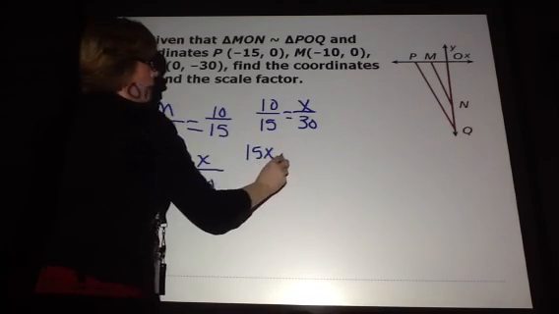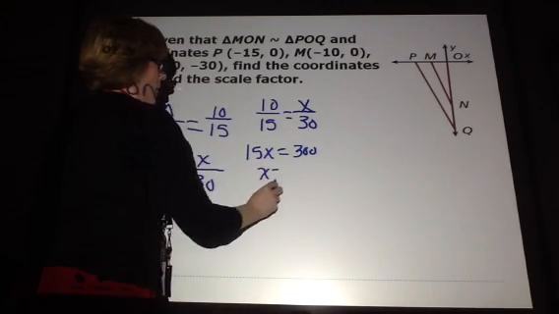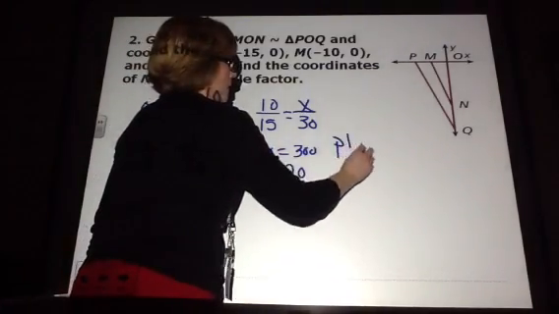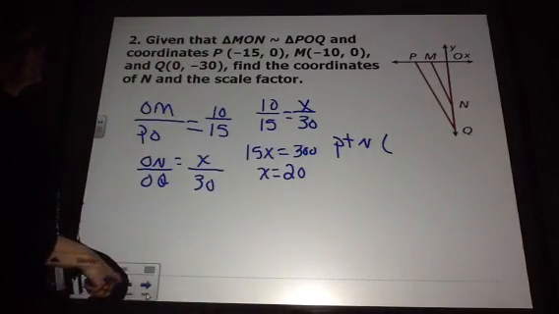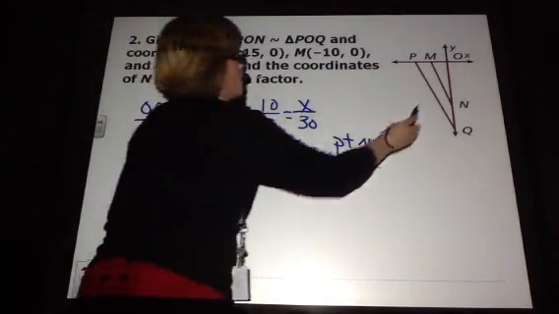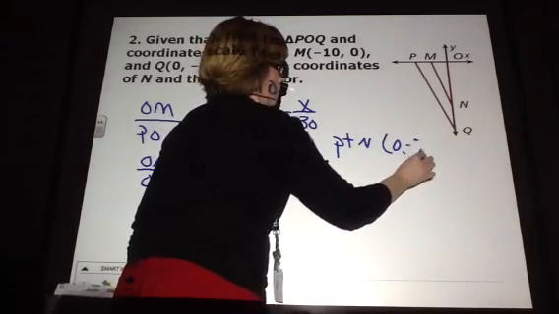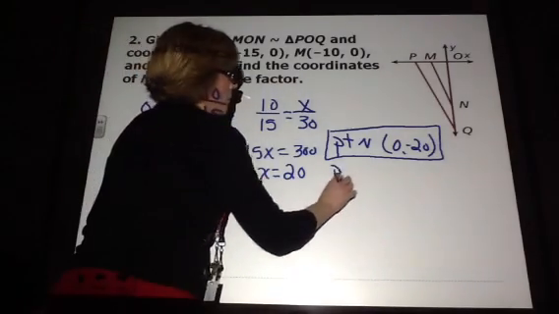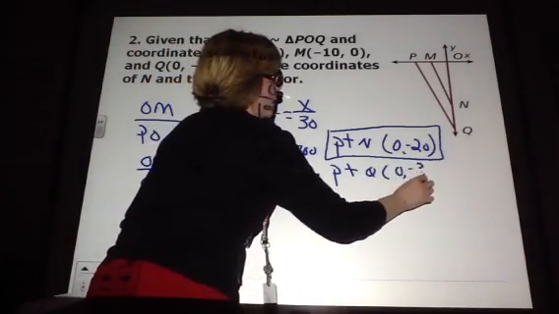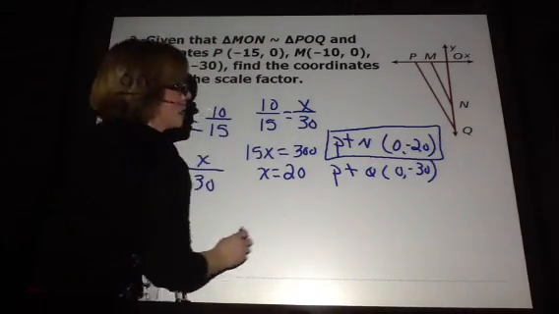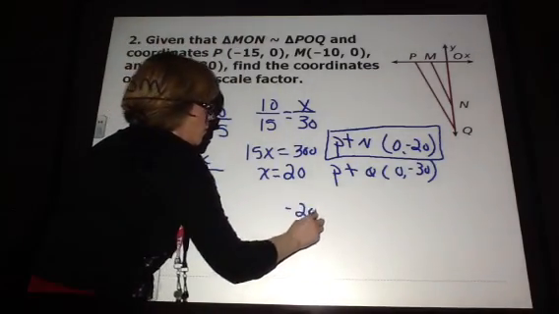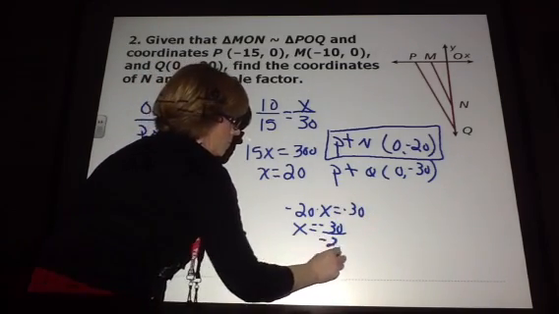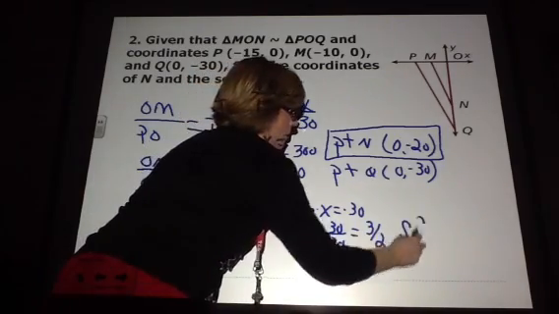Do your cross product. Solve for X. Identify point N. So point N is going to be (0, -20), because it's right here. One of my answers. And then we need a scale factor, so let's compare it to point Q, which is (0, -30). So negative 20 times what gives me negative 30? And there's your scale factor.